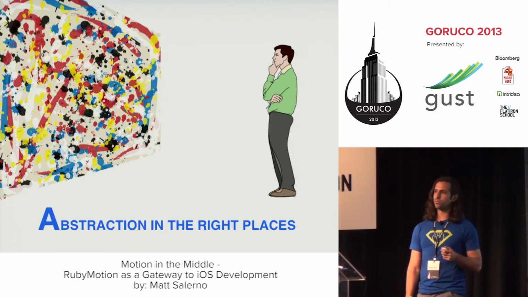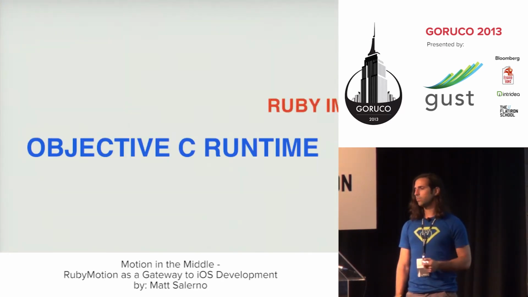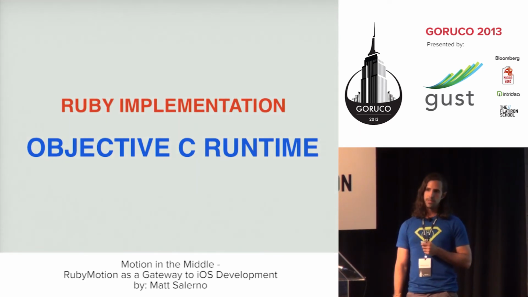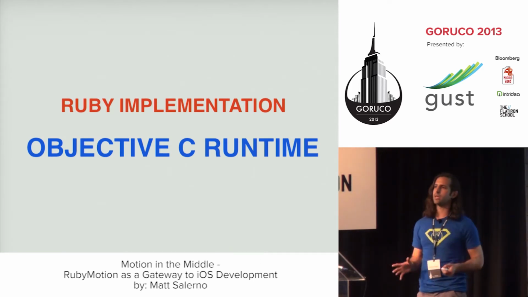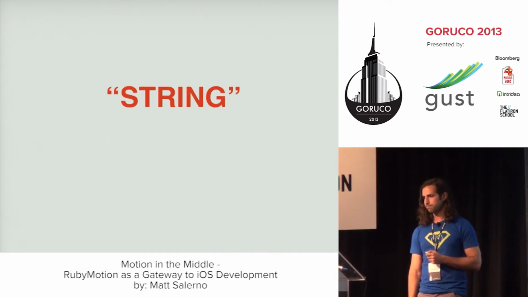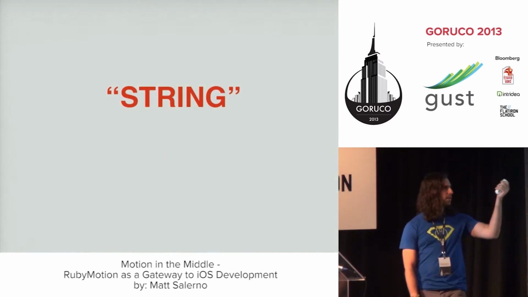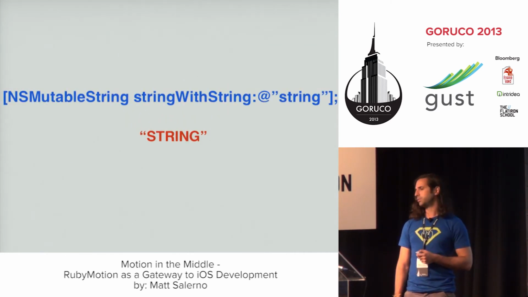Now, part of the tool is a Ruby implementation that sits on top of an Objective-C runtime. That's the same runtime that native apps sit on top of. So all your object model is implemented using this runtime. So all your classes, your data structures, all that stuff, it looks like Ruby, but it's actually subclasses of their Objective-C counterparts. For example, a string in RubyMotion looks just like our familiar Ruby string, but it's actually a subclass of the Objective-C, much scarier looking and sounding NSMutableString class.